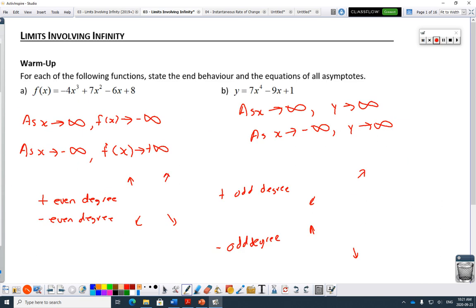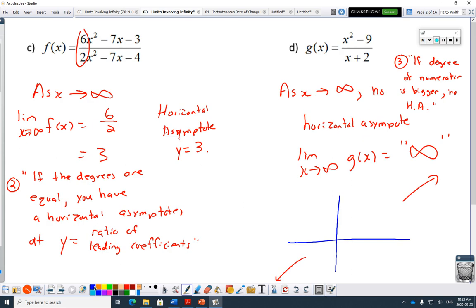Notice though that this thing said equations of all asymptotes. Polynomials don't have asymptotes. Rational functions can have horizontal asymptotes. What other kind of asymptotes can they have? We done horizontal? What's the other one? Vertical. Vertical easier to find and understand.